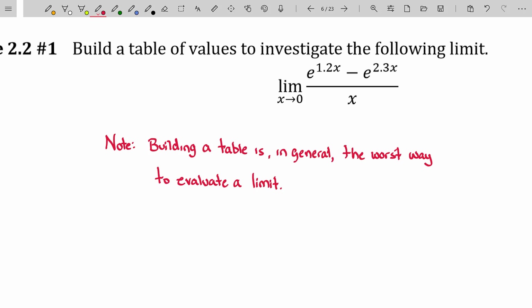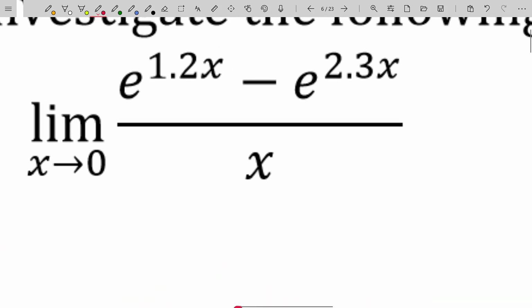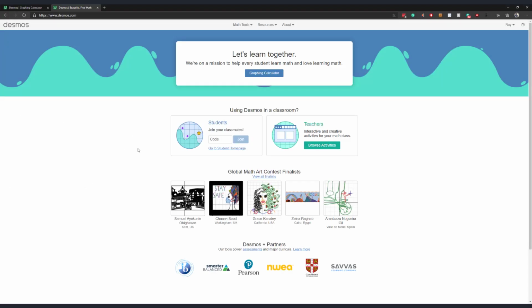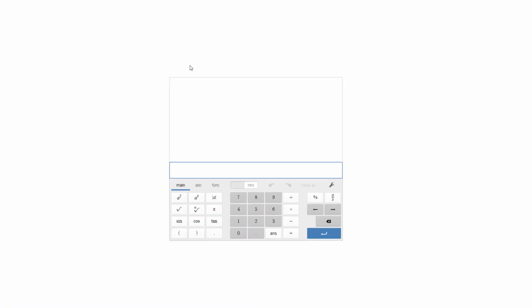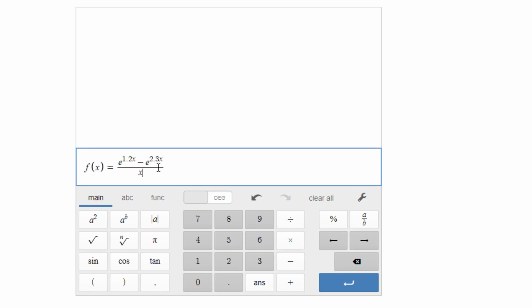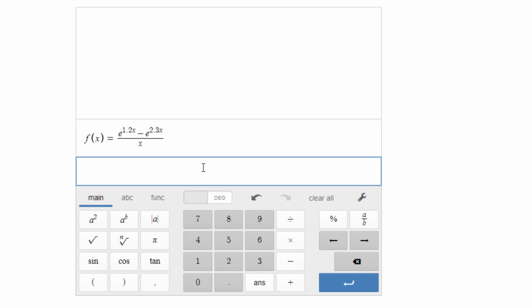So let's hop over to Desmos to build a table of values for this function right here, and we'll investigate what happens to that function as x gets really close to 0. Now, there are two ways to actually build a table of values in Desmos. One would be to use the math tools, the scientific calculator. That's not the best way to do it, but you can do it. If you want to do it this way, you just type in your function, f of x is equal to, and our function was e to the 1.2x minus e to the 2.3x over x. So you could do that, and then it really isn't truly building a table of values more than it is just testing this function at a lot of values.